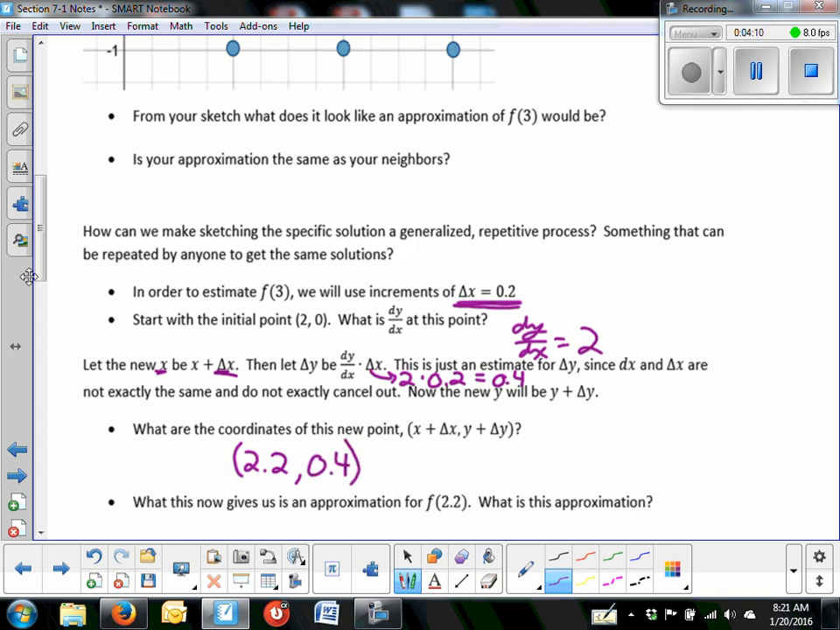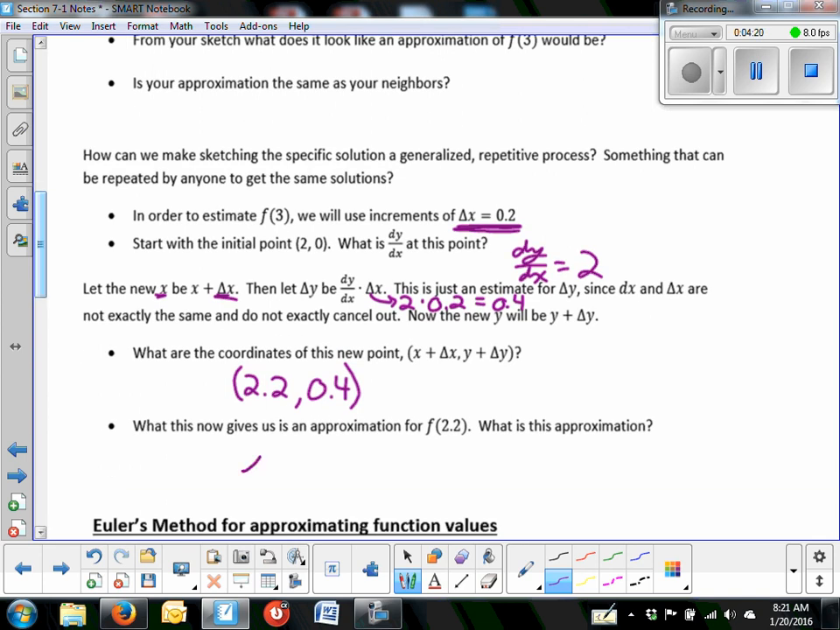So now I have a new point. Now this is an estimate. This isn't going to be exact, but it's a reasonable estimate. So that estimate is telling us that f of 2.2 is going to be about 0.4. Now I'm sure you've noticed we haven't got all the way to f of 3, but we've now got a method to get to another step.